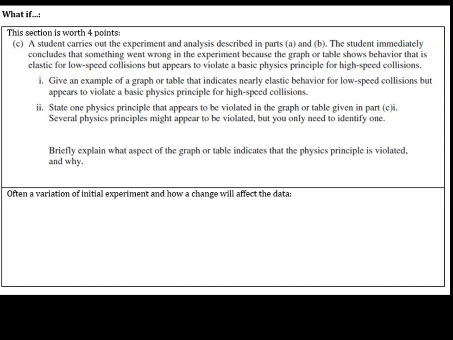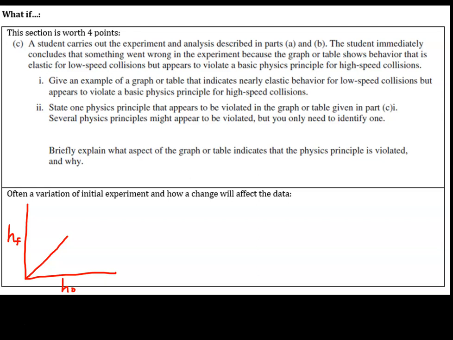So we want to give an example of a graph or table that indicates nearly elastic behavior for low speed collisions, but appears to violate a basic physics principle for high-speed collisions. Well, if I do my graph, we said that we were doing the final and the initial. So at low speed, that's when we have a short initial height. So here I should have a line that's approximately a slope of 1.